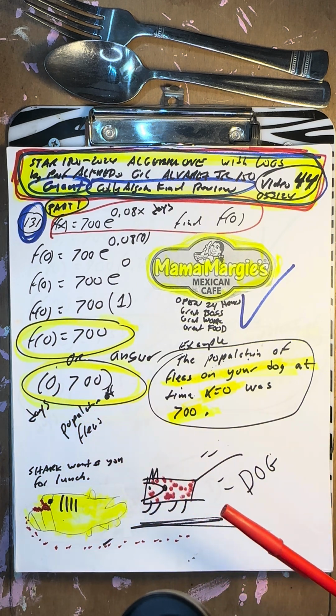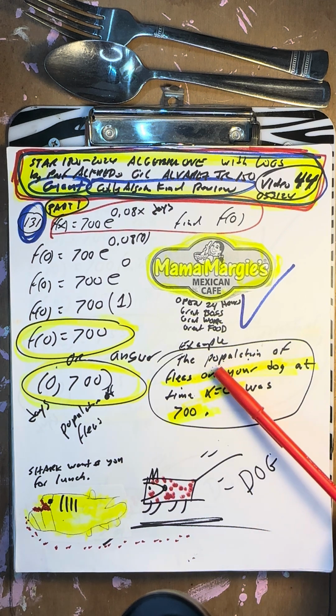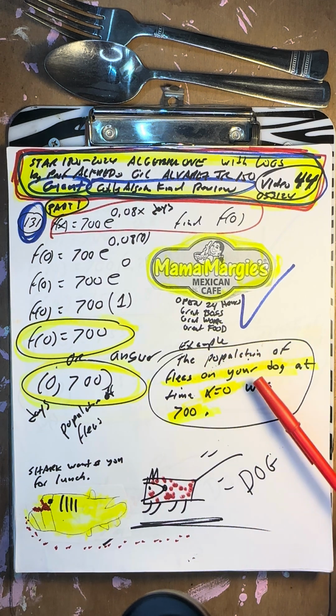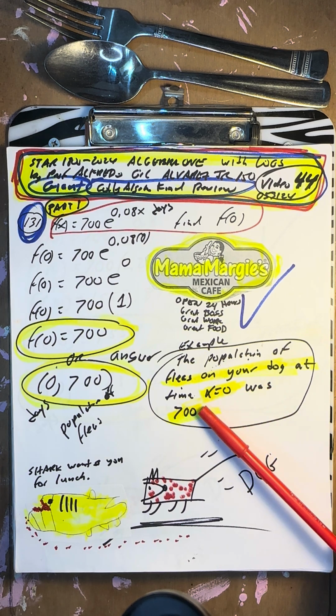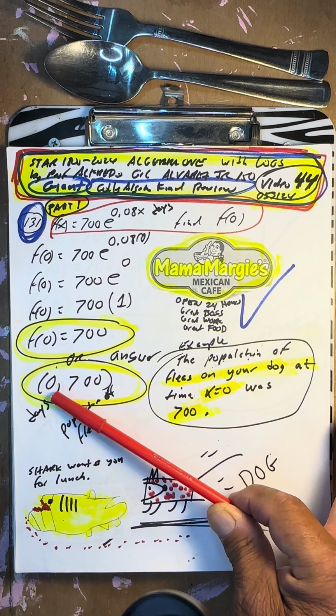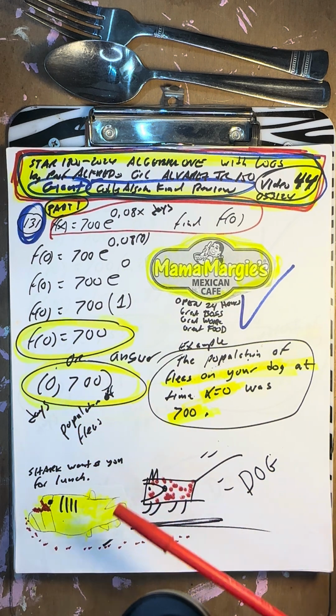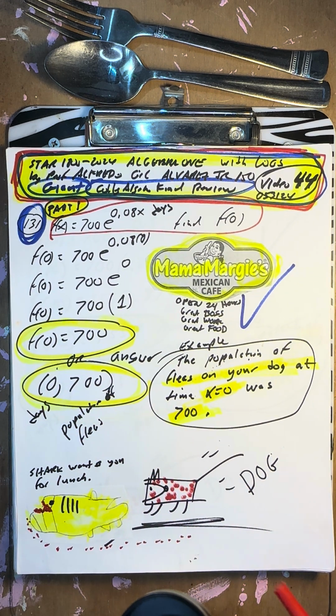So an example of this: the population of fleas on your dog at time t equals 0, x equals 0, was 700. And sharks just went to you for lunch. Here's your dog with the fleas.